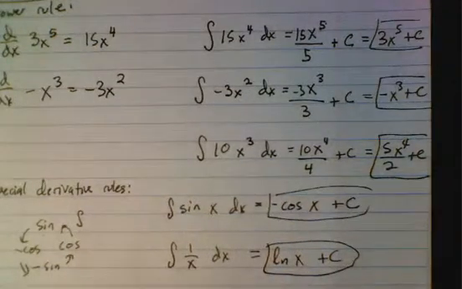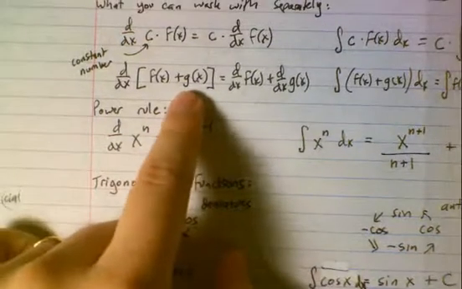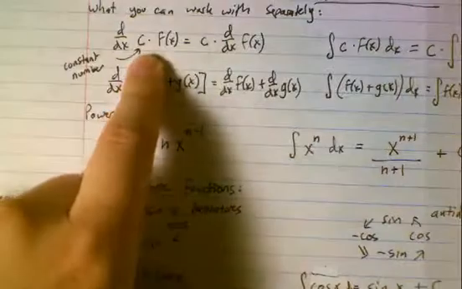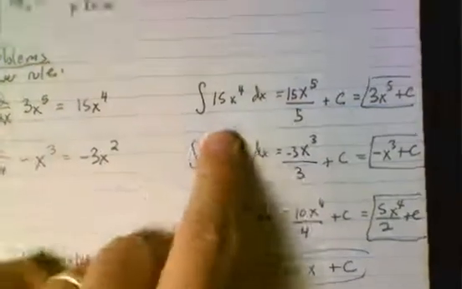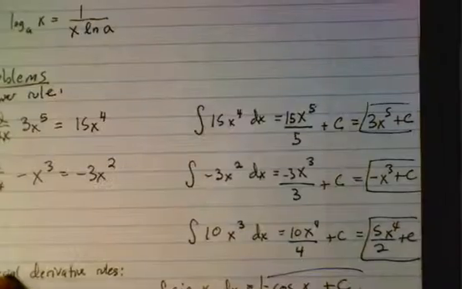The final thing that we're going to do is just use these rules that we had up here in terms of what we work with separately and what we don't. We were already using this constant multiple rule for ones like this, where the 15 was just along for the ride, and we added 1 to the exponent and divided by the new exponent. So let's work with that last little piece and then we're going to be done. So, combined problems.